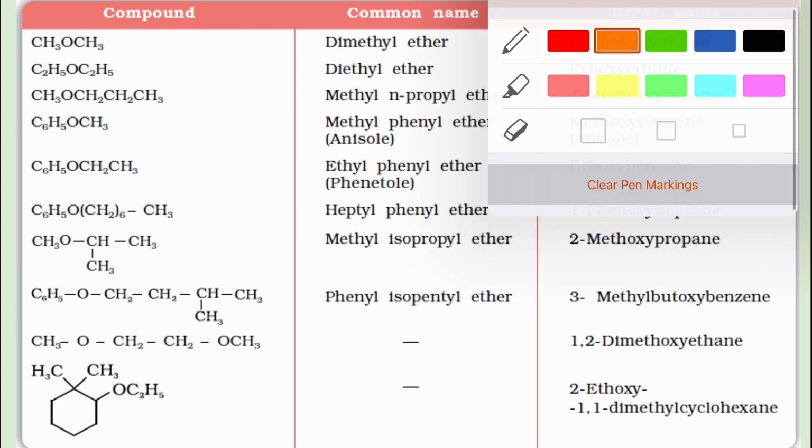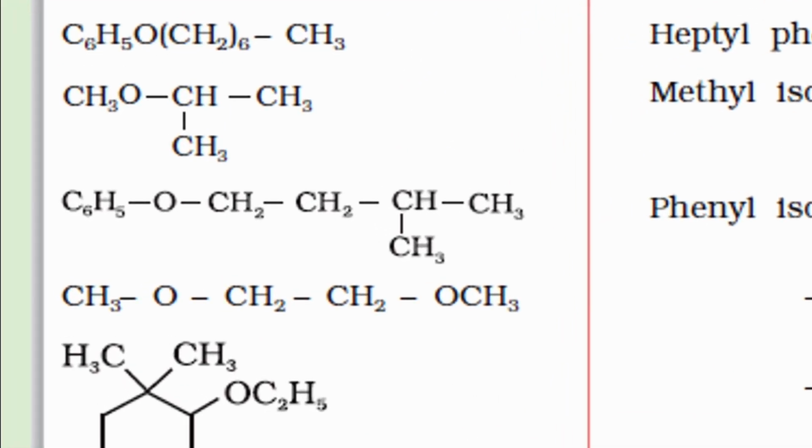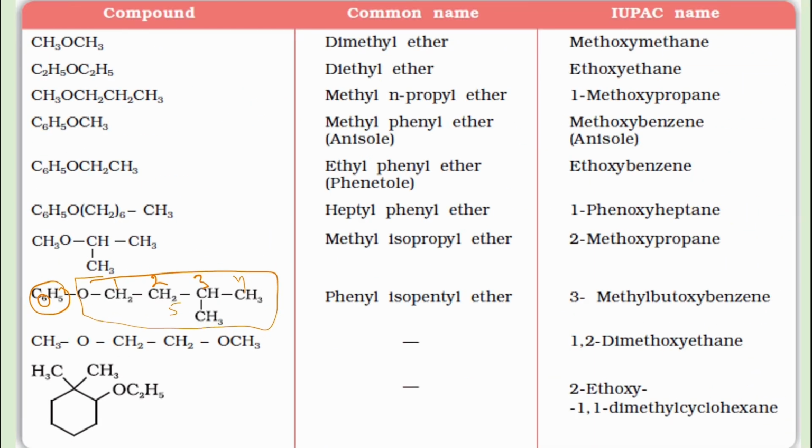If you are getting confused, let me explain it again. I told you that on both sides of oxygen you have different R groups. The bigger R group, the one which has more carbons, is taken as alkane and the smaller as alkoxy. So you have 6 carbons here and 5 here. So this is the main compound benzene and this is the substituent. 1, 2, 3, 4. 3-methyl butoxy benzene is the name.